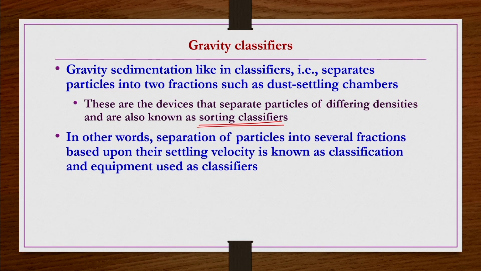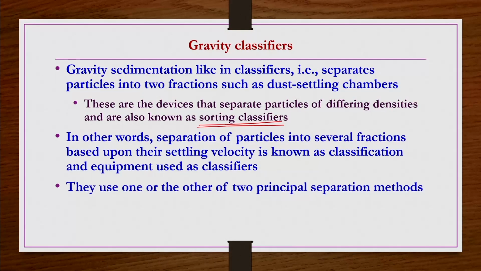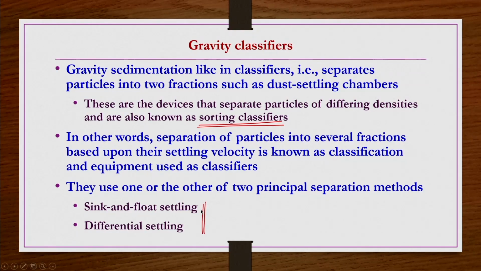In other words, separation of particles into several fractions based upon their settling velocity is known as classification, and the equipment used is known as classifiers. They use one or the other of two principal separation methods shown here. The first one is the sink and float settling method, the second one is the differential settling method. We will see details of these two processes now.